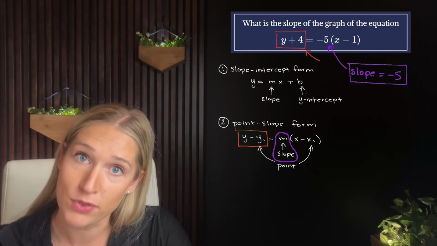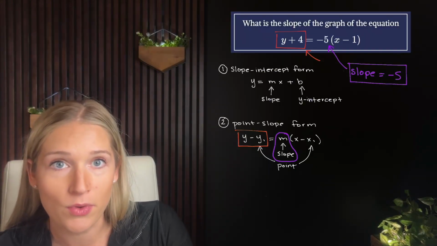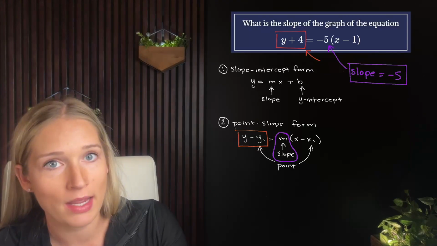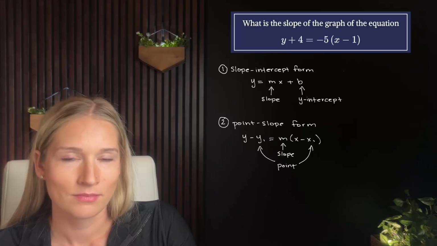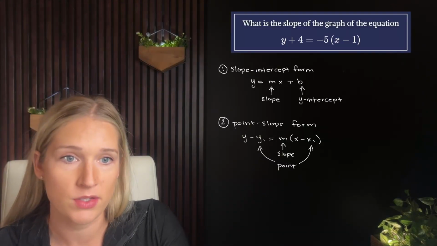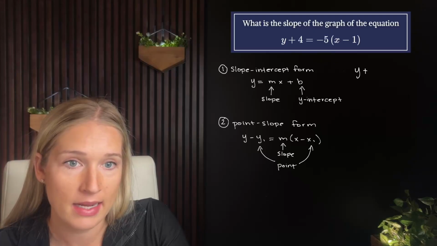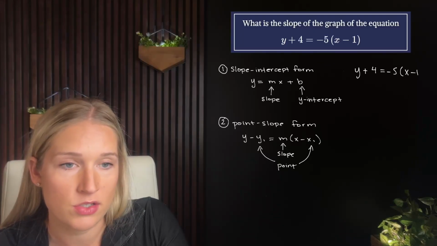If you're uncomfortable with that, then feel free to simplify, rewrite it in slope-intercept form, and then you can compare it to y equals mx plus b. I'll go ahead and do that really fast as well. So again, if you're uncomfortable with using point slope form to compare this equation, I can go ahead and solve for y and rewrite it in slope-intercept form.